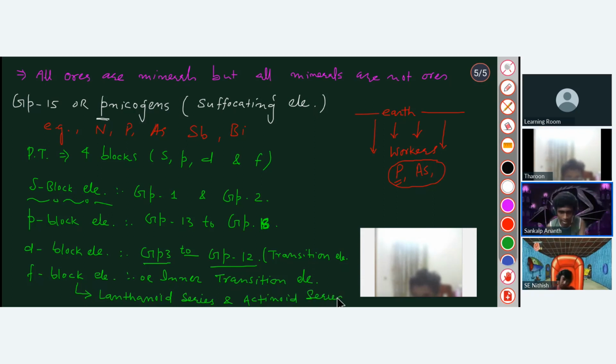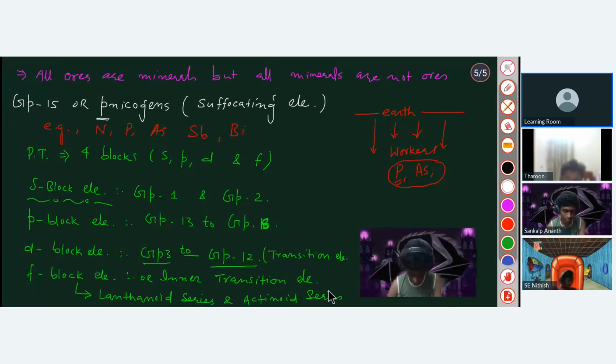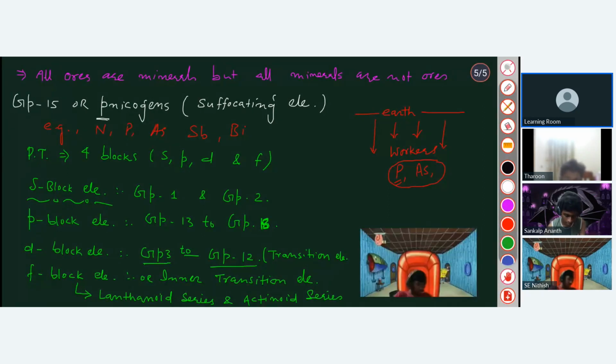Sir, why are lanthanides and actinides kept in separate sections? Because they were actually discovered later. This block has been separated because they have different properties than the transition elements. So that's why they have been separated and placed at the bottom of the periodic table.